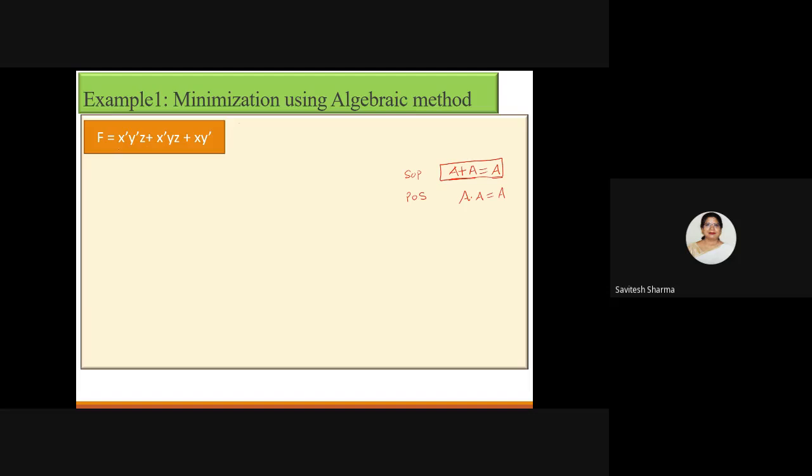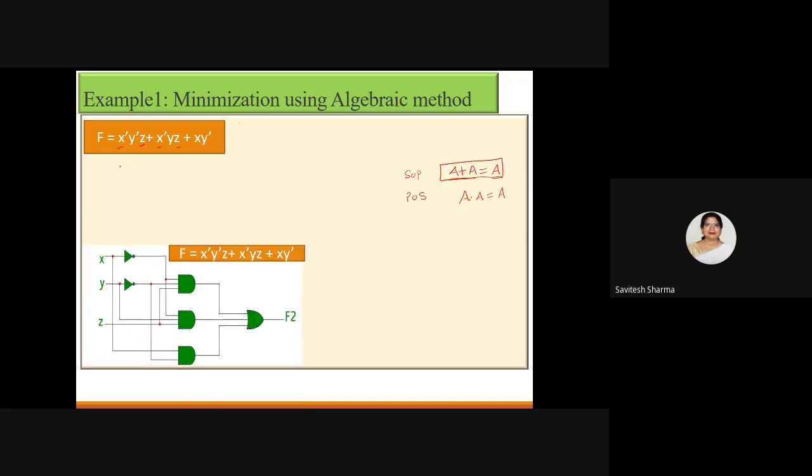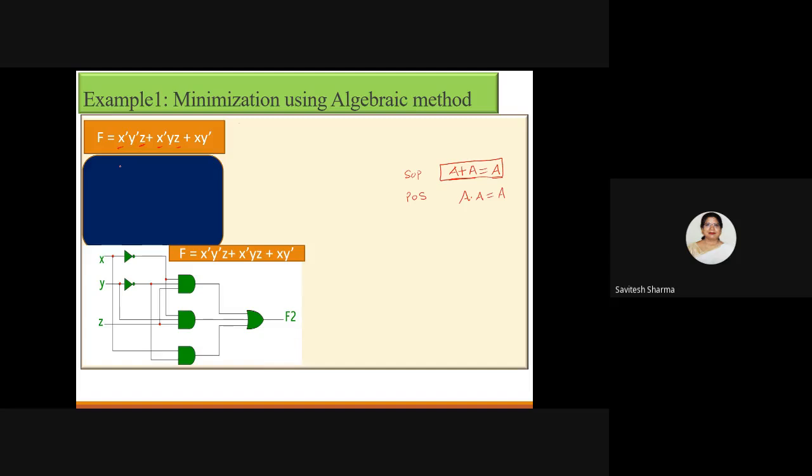So you see here that this x bar and this z is common. Okay. So what I will do, I will first take common. If you realize the hardware, you will get this. So I am showing the hardware also. After realization of this function, you will get this hardware.